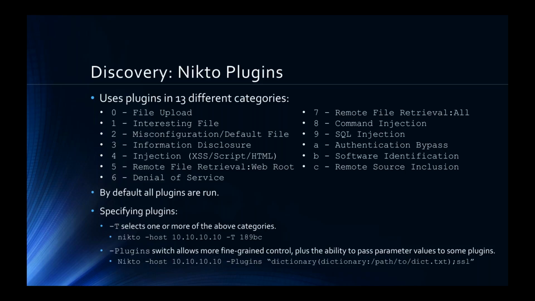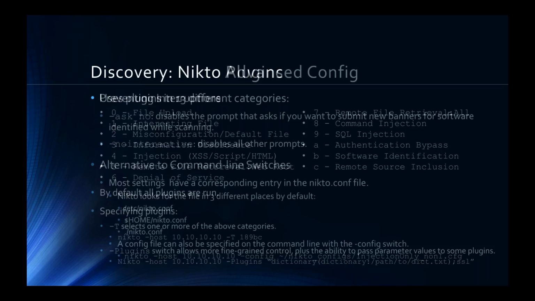Nikto also has some more fine-grained control over the plugins, where you can use the -Plugin switch with a capital P, and in there you can specify various plugins, and some of those plugins actually have parameters that you can pass to them. In the example at the very bottom of the slide, you can see that we're passing it the plugin switch with dictionary, and then we're passing it to the dictionary parameter and giving it a path to a dictionary. Then what Nikto will do is use that dictionary as it's going through for things like force browsing to try to find content, rather than using its built-in dictionary that is available. It'll use your custom one that you've plugged in with that parameter.